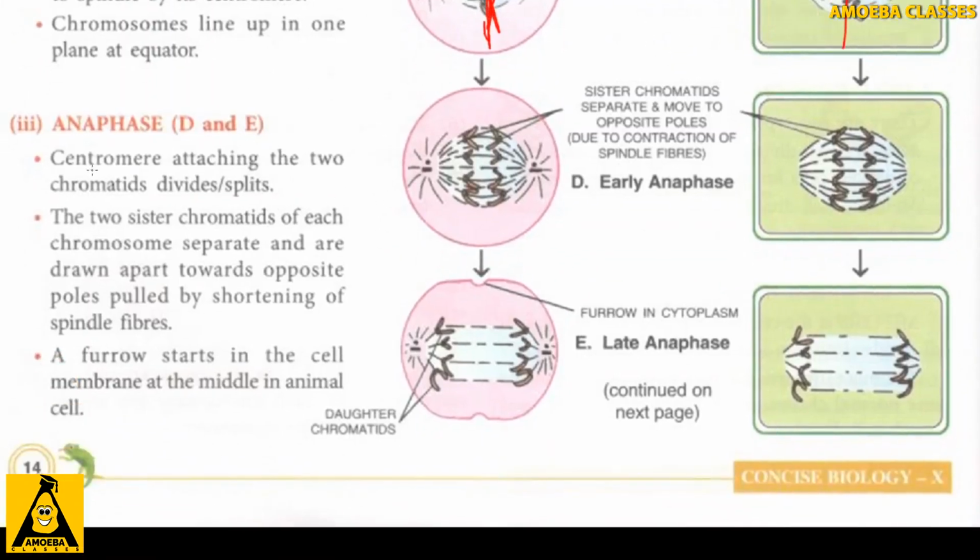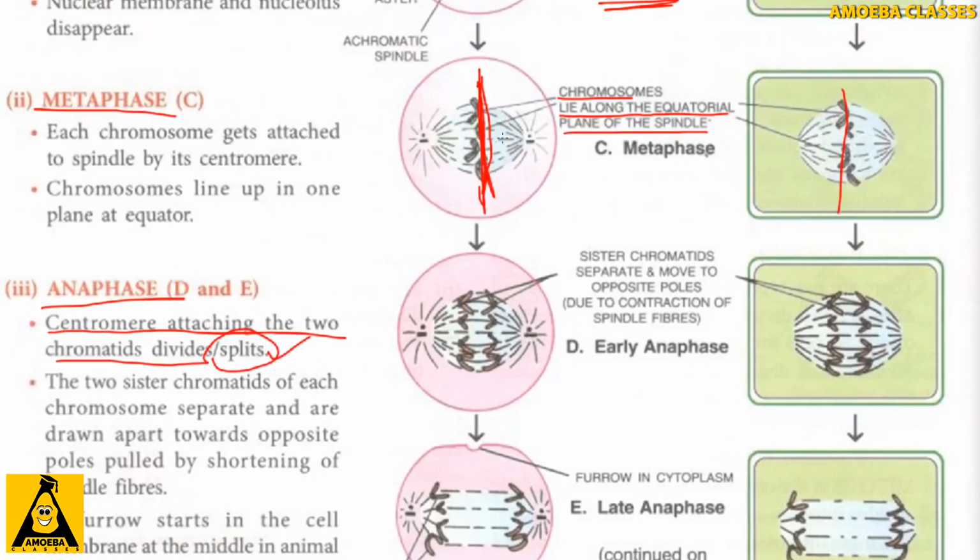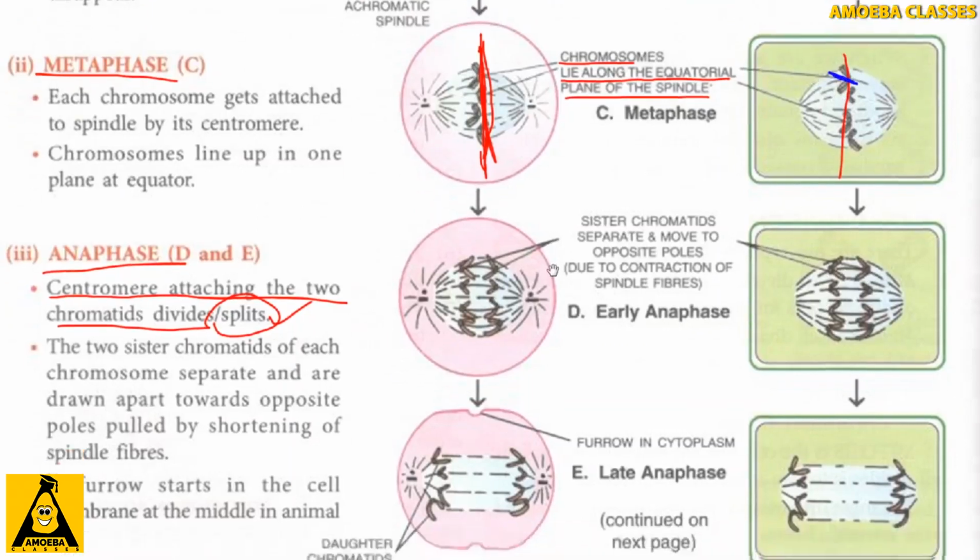Now the next phase is the anaphase. In anaphase, what is happening? The centromere attaching the 2 chromatids splits or divides. So just compare the diagram properly. See the diagram over here. These were the 4 chromosomes. The centromere has split and they have been separated.